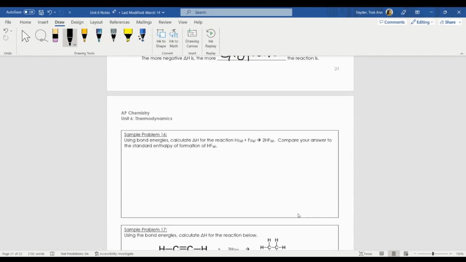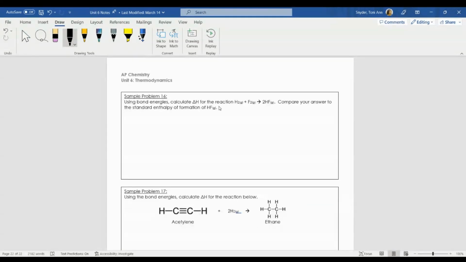Let's do two more together. Calculate delta H for this reaction and compare your answer to the standard enthalpy of formation. We could draw this out, but I think this one's pretty easy. I have one molecule of H2, one molecule of F2, and two molecules of HF. So I have to break one hydrogen-hydrogen bond and one fluorine-fluorine bond, but I have to form two hydrogen-fluorine bonds.